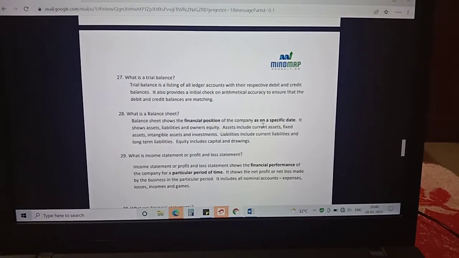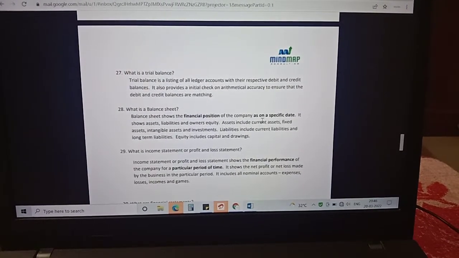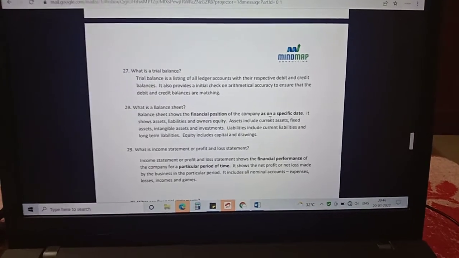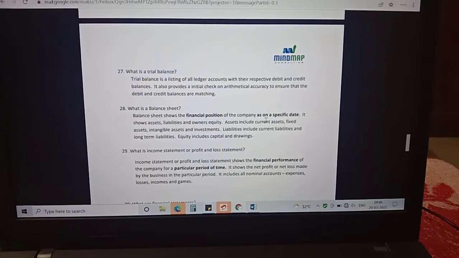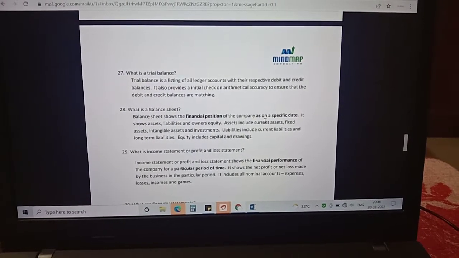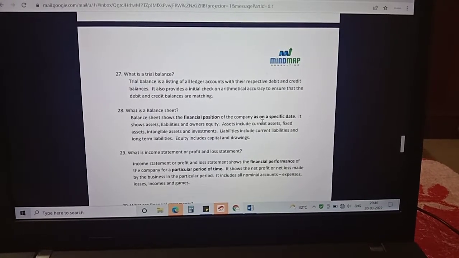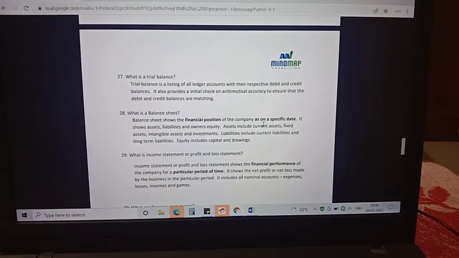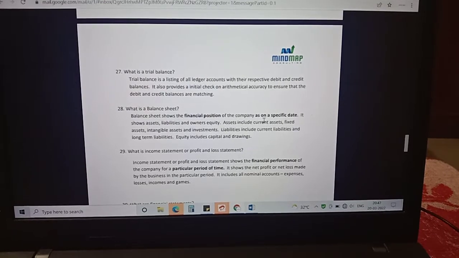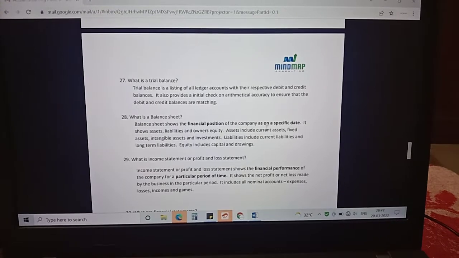What is balance sheet? So balance sheet is the last part, which comes after the P&L account, profit and loss account, post that balance sheet. It shows the financial position of the company as on a specific date. It shows assets, liabilities, and owner's equity. Assets include current assets, fixed assets, intangible assets, and investment. Liabilities include current liabilities and long term liabilities. Equity includes capital and drawings.